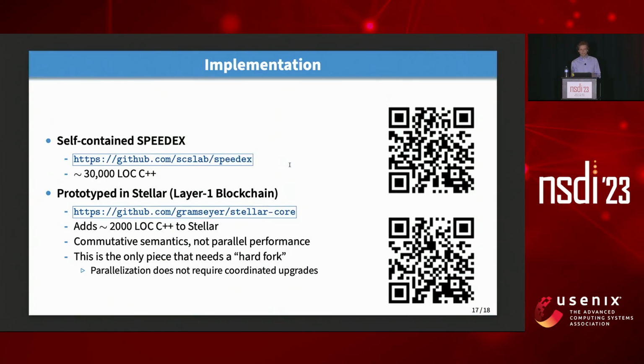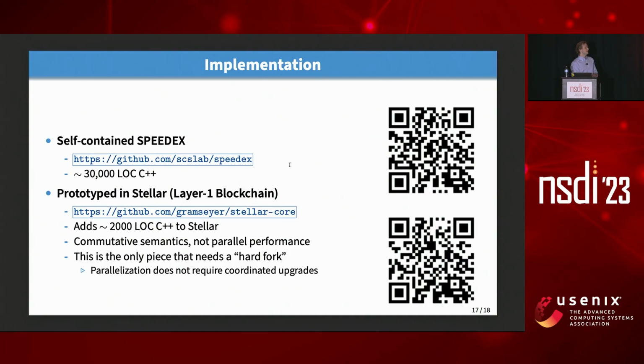So we actually have two implementations of this. One is the self-contained implementation that I've benchmarked here. This is about 30,000 lines of code. Now, we also prototyped this within the Stellar blockchain, which is one of the older layer 1 blockchains. And this prototype only added about 2,000 lines of code to the Stellar system.